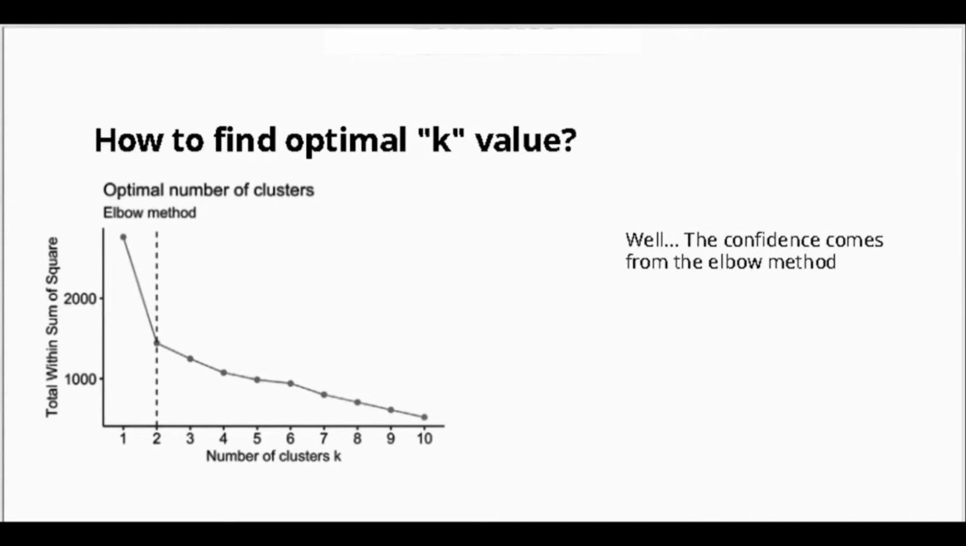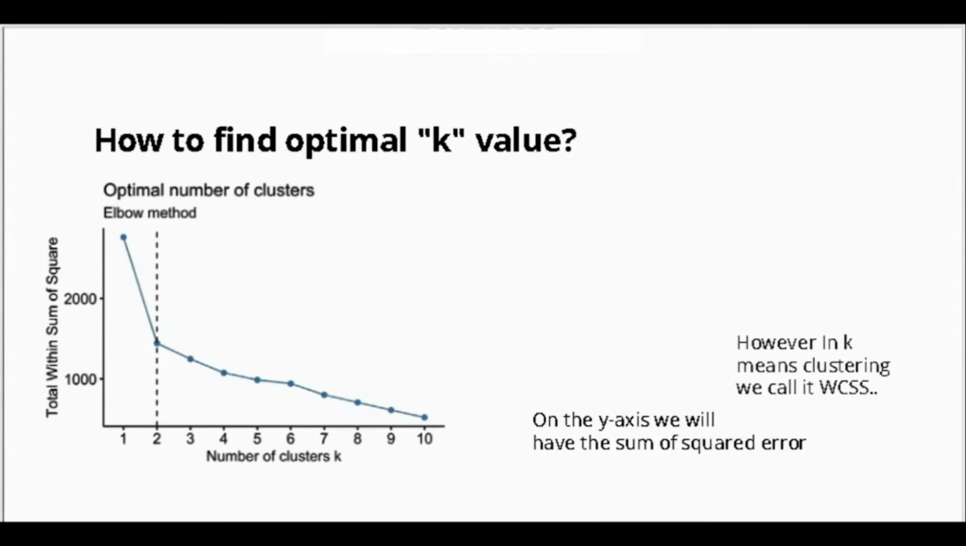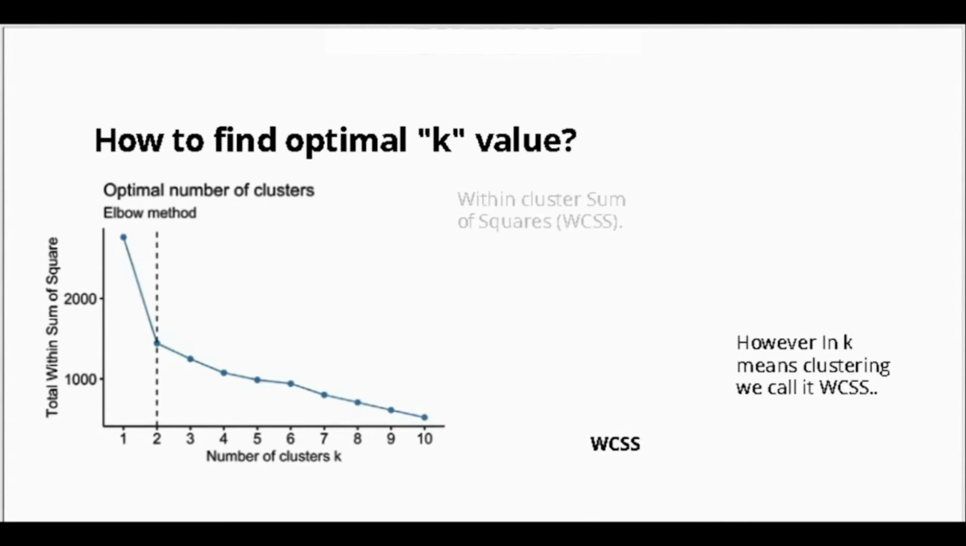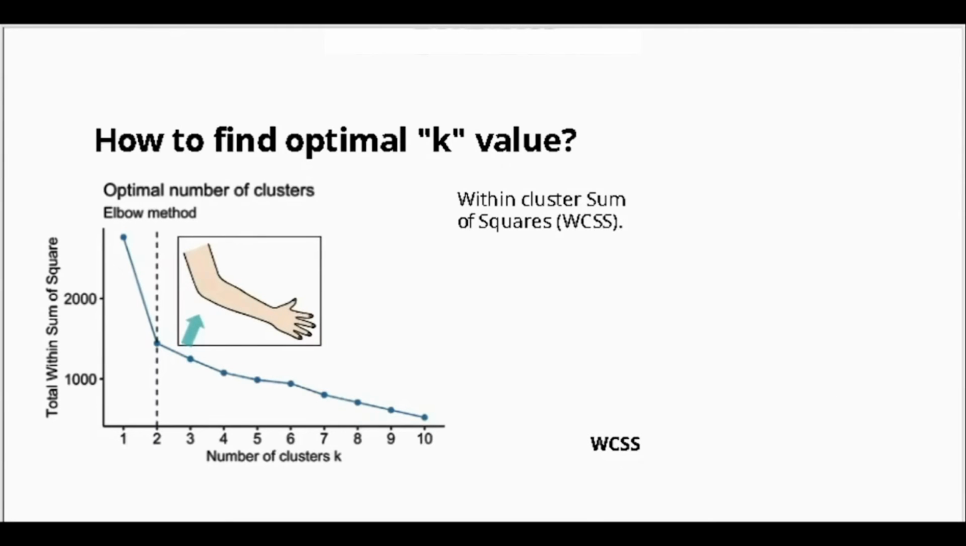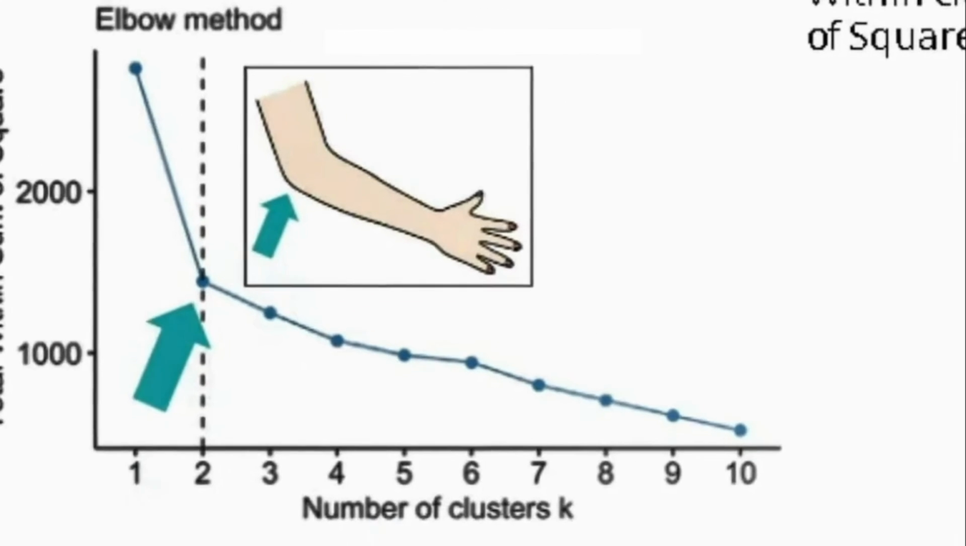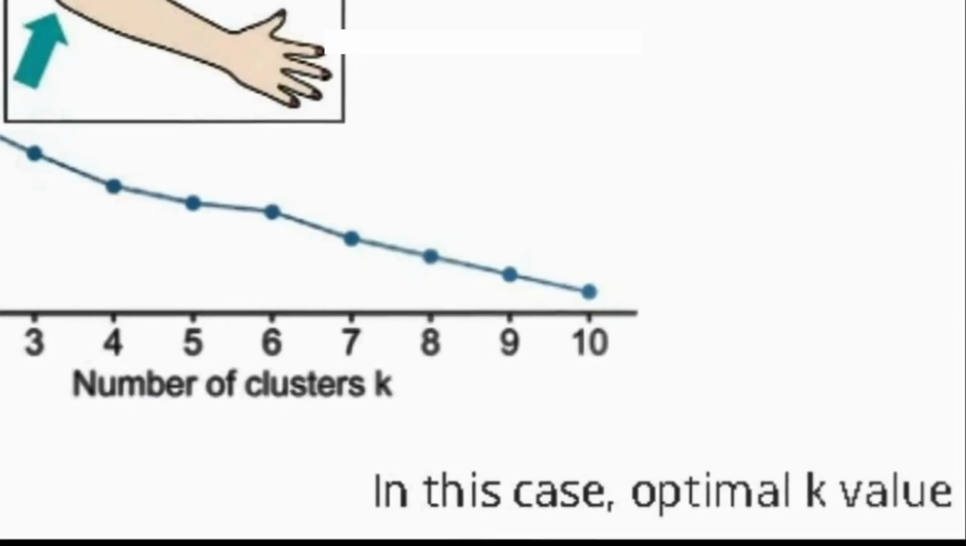We go back and plot all the k values as well as the sum of squared error onto the graph. However, in k-means clustering we call it WCSS, which stands for within-cluster sum of squares. Here in the elbow method, we pick the point that looks like an elbow joint, and that would be the value of k. In this case, the optimal k value is equal to 2.